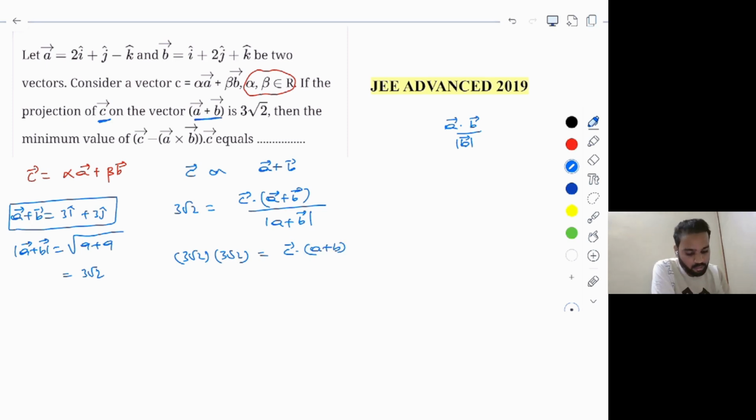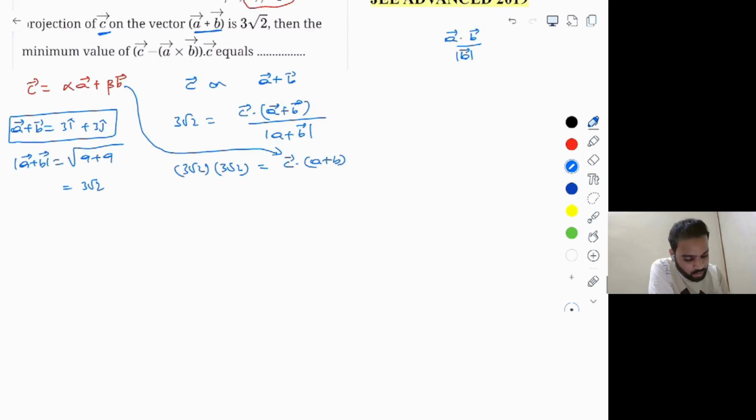Okay. Now, next here, if you look at the required part, we have to find out the minimum value of C bar minus A cross B whole dot C. Okay. Now, here, let's try to put this condition here that C bar is already given to us as alpha times of A bar plus beta times of B bar. Let's take that and substitute it here.